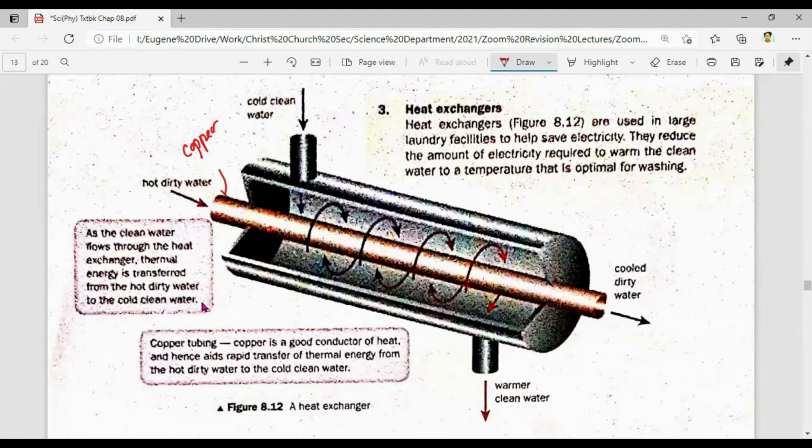So you can see once it's out, this dirty water is cooled down. The copper tube, being a good conductor of heat, allows the heat to be transferred quickly from the internal to the external side.